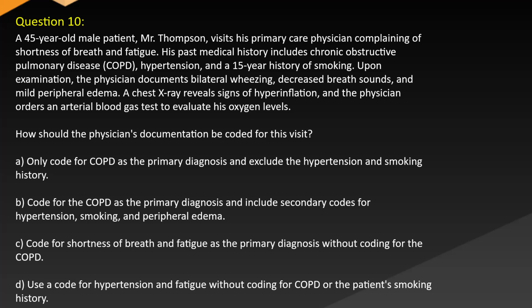A. Only code for COPD as the primary diagnosis and exclude the hypertension and smoking history. B. Code for the COPD as the primary diagnosis and include secondary codes for hypertension, smoking, and peripheral edema. C. Code for shortness of breath and fatigue as the primary diagnosis without coding for the COPD. D. Use a code for hypertension and fatigue without coding for COPD or the patient's smoking history.